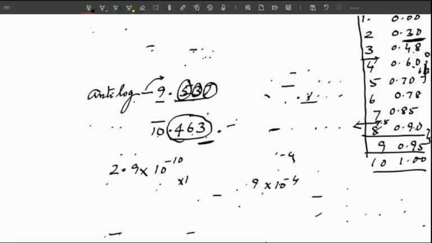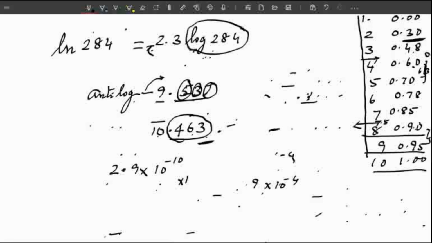And if anybody is asking to take the natural logarithm ln for 284, just to convert it, multiply 2.3 into log of 284. Find the value for log of 284 and multiply with 2.3, and you will get the natural logarithm for the number 284. I think you follow this one. And with this, I finished taking logarithm.